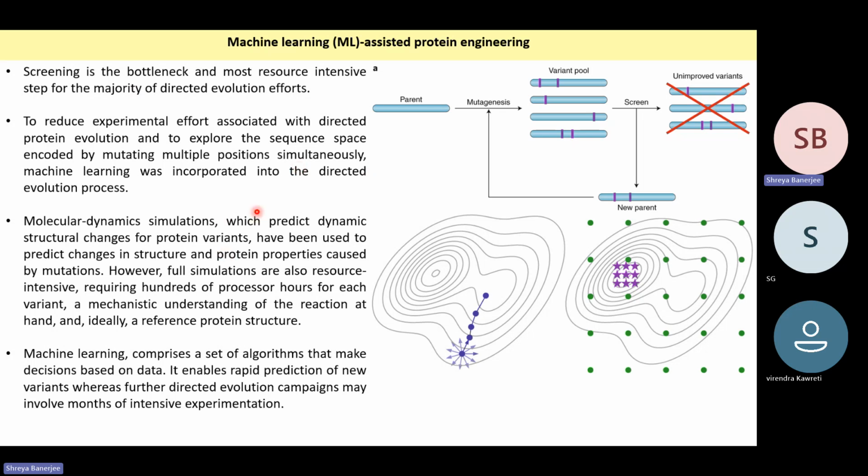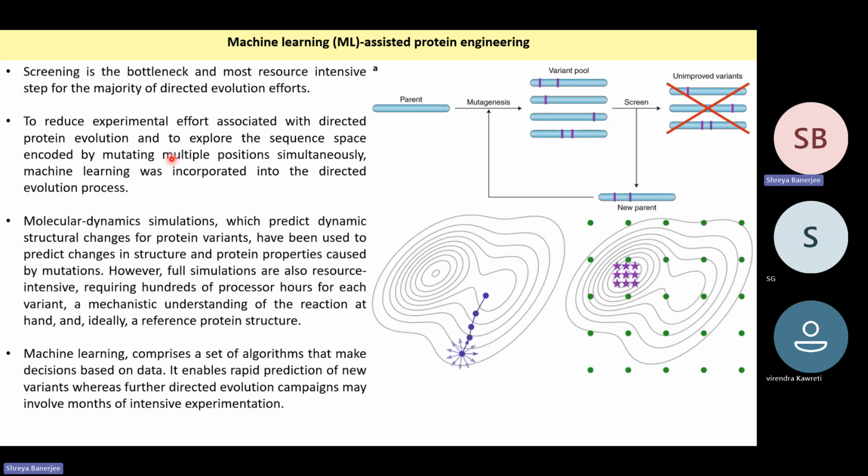Molecular dynamic simulations, which predict dynamic structural changes for protein variants, have been used to predict changes in structure and protein properties caused by mutations. However, full simulations are also resource intensive, requiring hundreds of processor hours for each variant. So a mechanistic understanding of the reaction and ideally a reference protein structure is important to have. What this is saying is basically, if we have to experimentally test the activity of each of the mutated proteins, it takes very long.